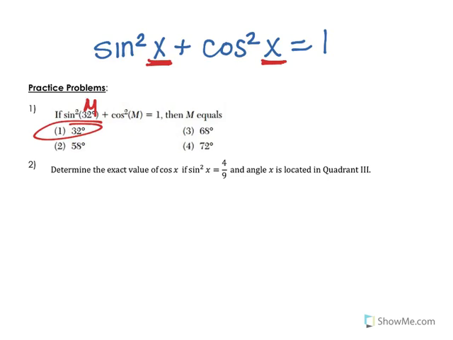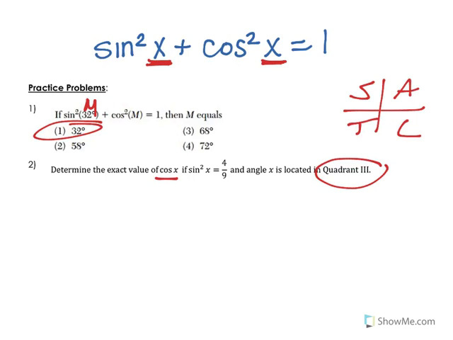Number 2 is a little bit more interesting. So number 2 says determine the exact value of cosine of x if sine squared x equals 4/9 and angle x is located in quadrant 3. Well, the quadrant 3 is important because if I'm looking for the value of cosine and I'm in quadrant 3, then I know that only tangent is positive there. So then cosine is going to have to be negative.